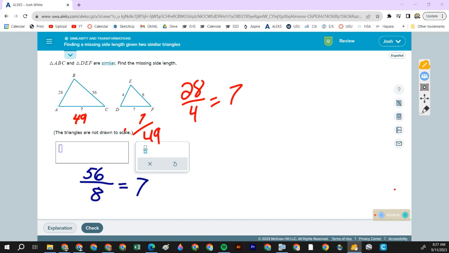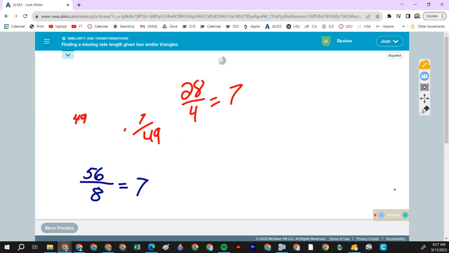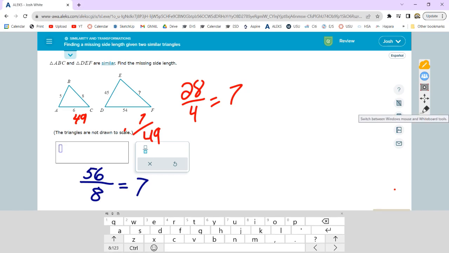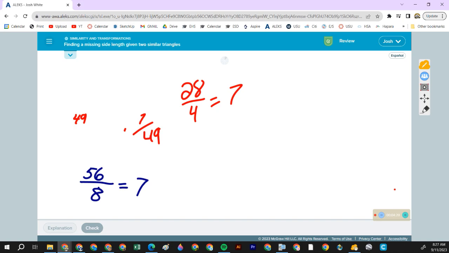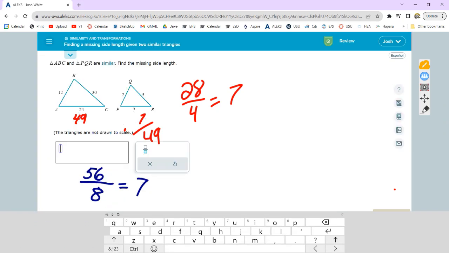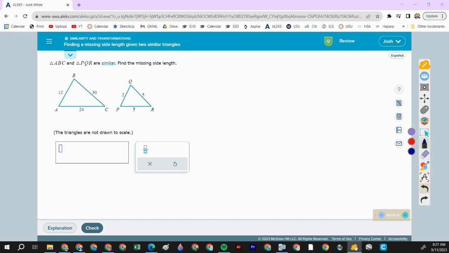Okay, let's do another one of those. I need to make sure that this is it? Okay, it's working. We'll do another one. Okay, what is the scale factor here? So this side corresponds to that side. So what's the scale factor?